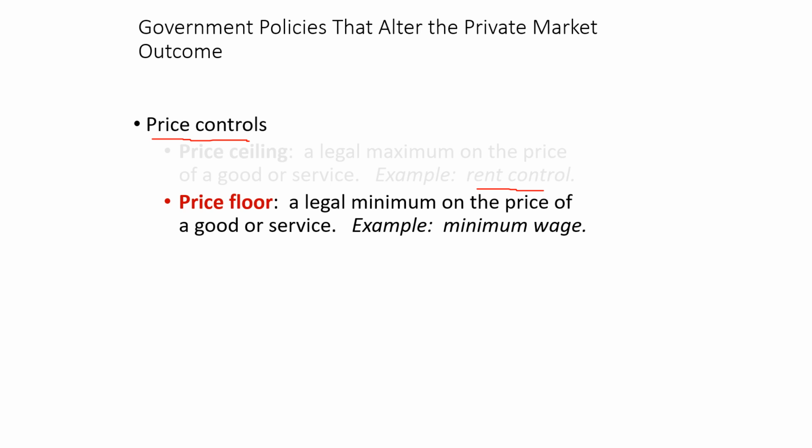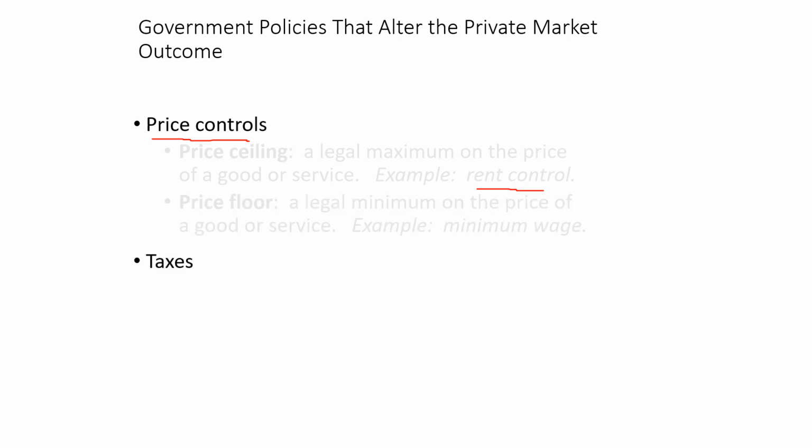Alternately, we have price floor, which is a legal minimum on the price of good or service. For example, minimum wage laws, that you will have to pay minimum salary to certain laborers for a given amount of work, and you can pay more than that, but you cannot pay less than that. So basically a price floor is a lower limit. Price ceiling is the upper limit and price floor is the lower limit on a price.